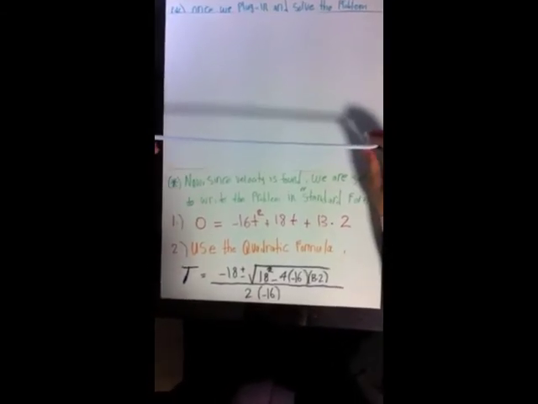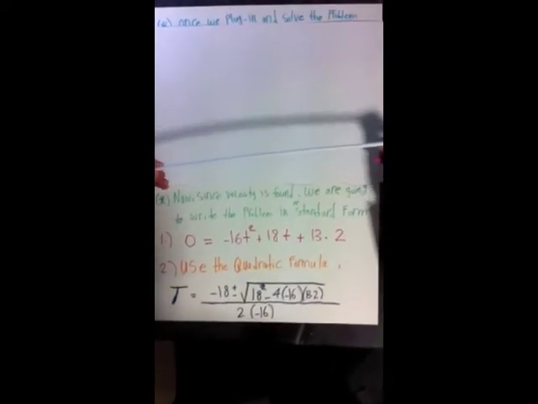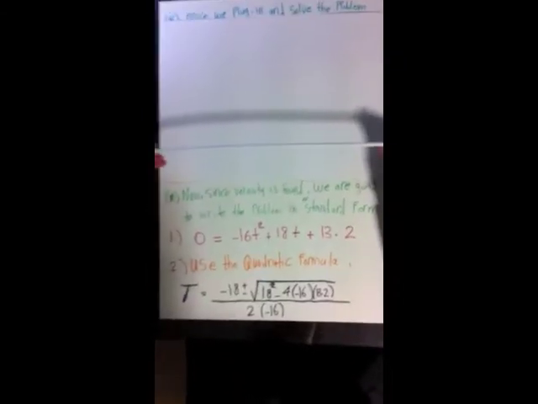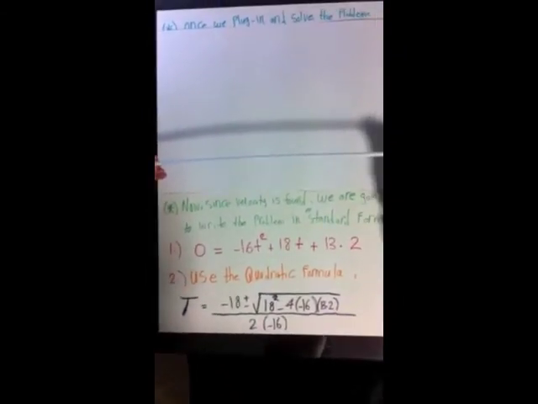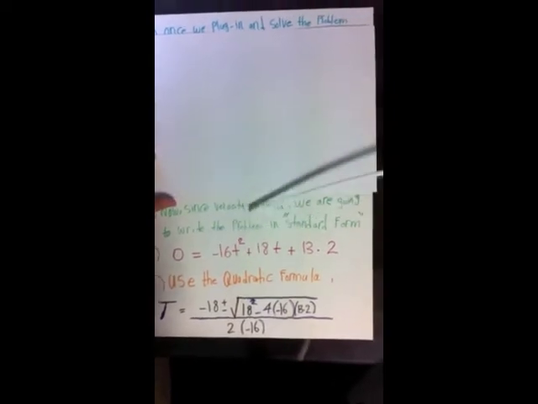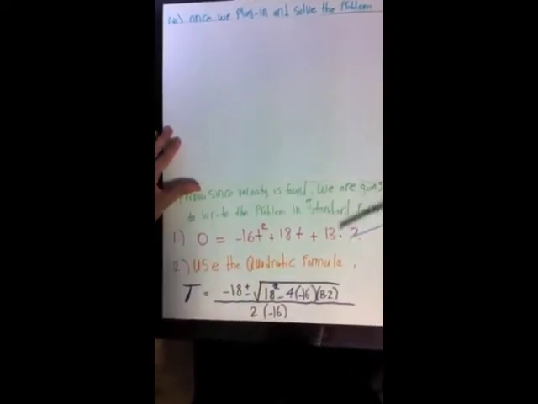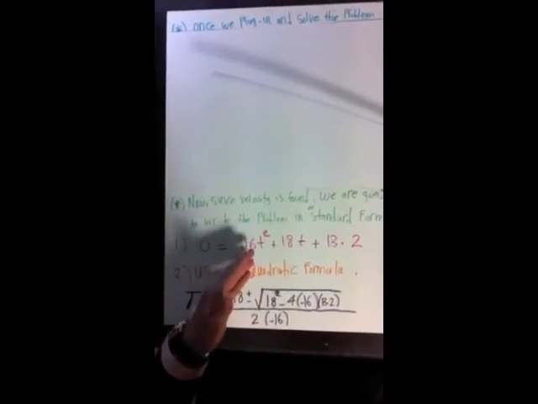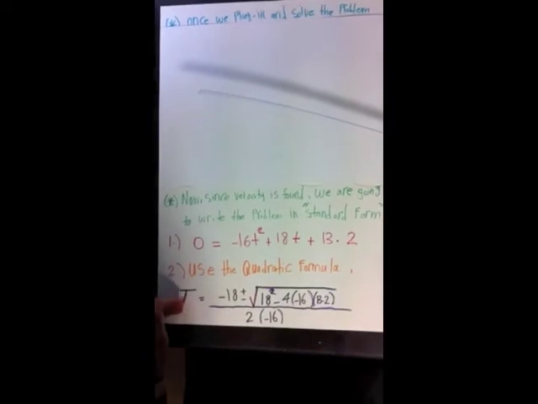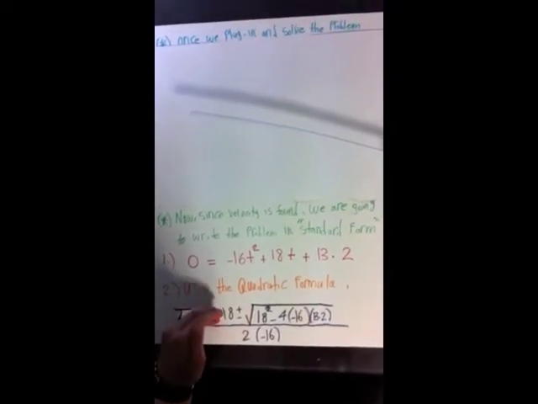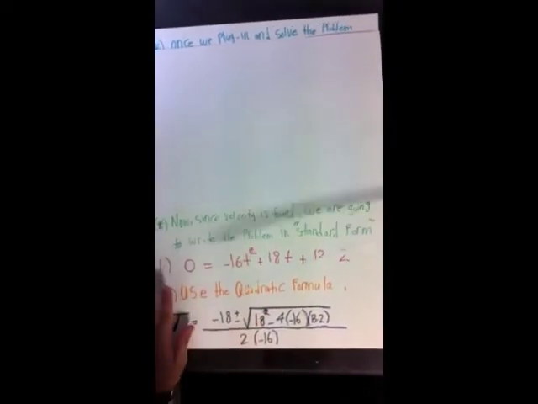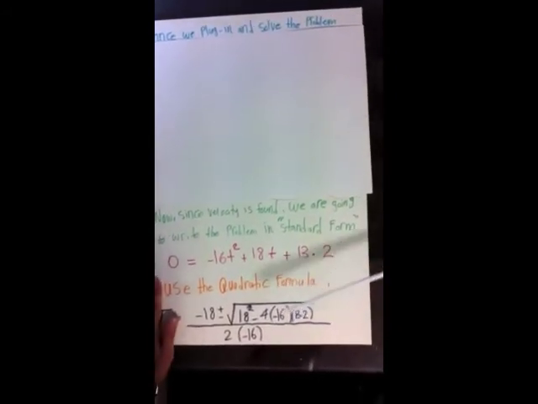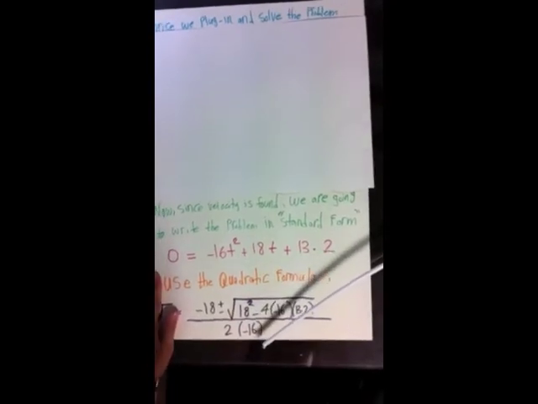So now, since velocity is found, we are going to write the problem in standard form. Number 1, 0 equals negative 16t squared plus 18t plus 13.2. Now we need to use the quadratic formula since it's in quadratic form. As we see, t equals negative 18 plus or minus the square root of 18 squared minus 4 times negative 16 times 13.2, over 2 times negative 16.